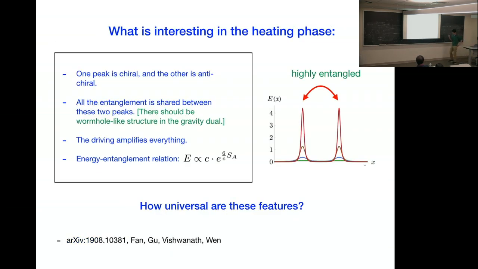Okay, now you see two energy peaks, but there are more amazing things underlying these two peaks. First, you can find that one peak is chiral, the other is anti-chiral. What do I mean? If you stop driving the system, you can find this peak moves in this way, this peak moves in the other direction. They are moving like solitons in the system.